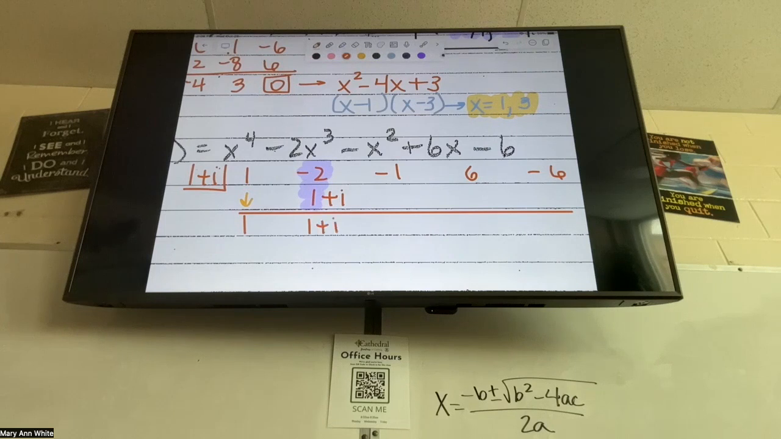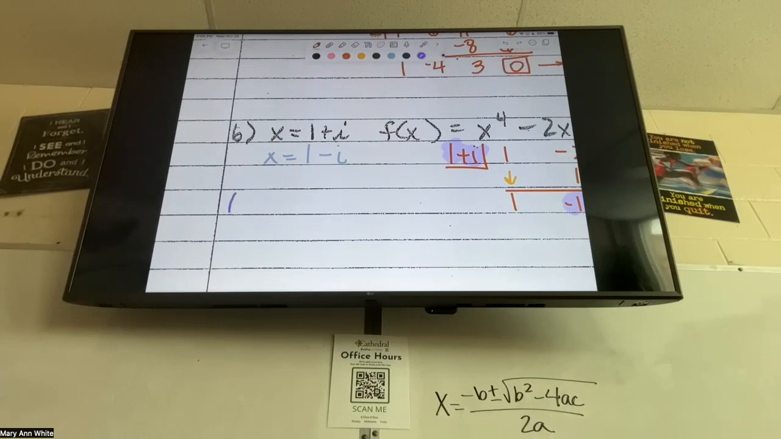Would it be negative one? Sorry, -1, my fault. Thank you so much. Okay, now we have to multiply -1 plus i times 1 plus i to figure out what goes here. Now, I know we're all going to get mad, but I promise it's going to be one number. So let's go do it.